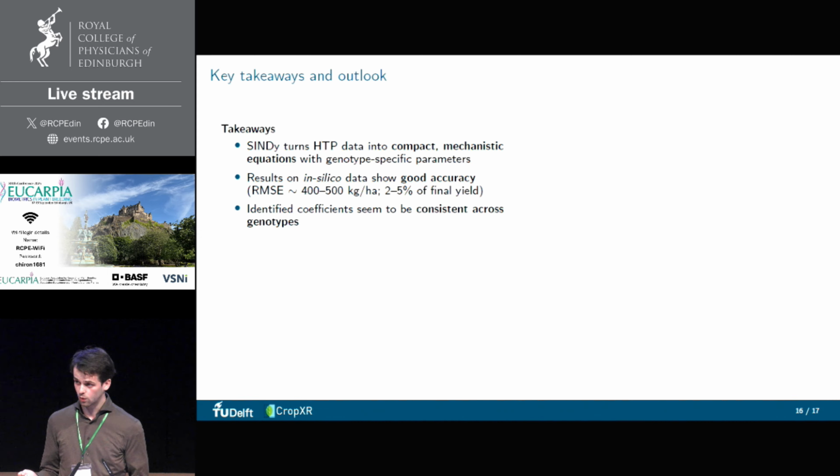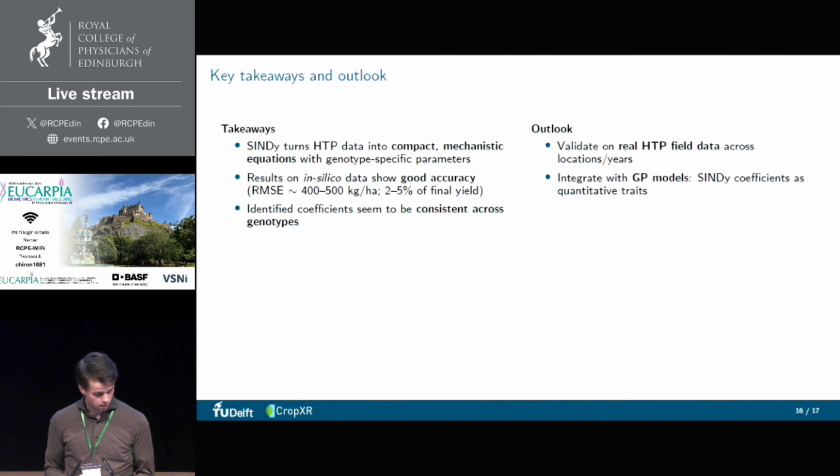So to give you some takeaways and an outlook, we propose SINDy as a new approach to turn high-throughput phenotyping data or other types of data where we have time series into a complex set of equations that can actually be used for modeling as well. Results on in silico data show good results, low errors of a few percent only. But of course, the question is how this translates to realistic data with sparse measurements and more noise. And also what we see is that the identified coefficients seem to be meaningful, so they are also consistent across genotypes.